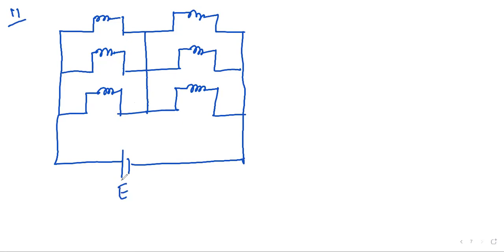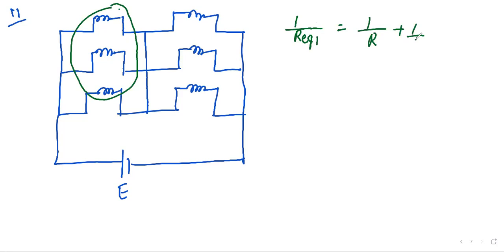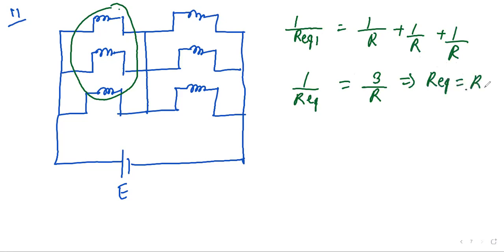So let's see. Applying the second condition where all the bulbs are glowing, these are the bulbs given. So what will the equivalent resistance be? Suppose I am finding the equivalent for these three parallel resistances. So 1 upon R equivalent is equal to 1 upon R plus 1 upon R plus 1 upon R. Right. So it will become 3 by R. Then R equivalent will become R upon 3.